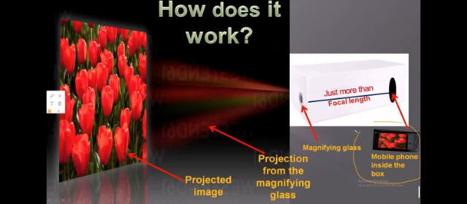This is the mobile phone inside the box. This is the focal length between the mobile phone and the convex glass. This is the projection from the magnifying glass and this is the projected image. So how does it work?